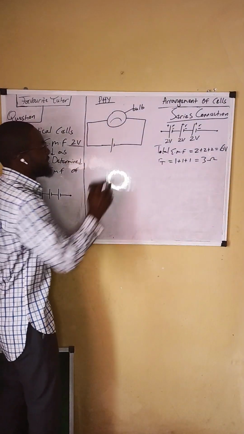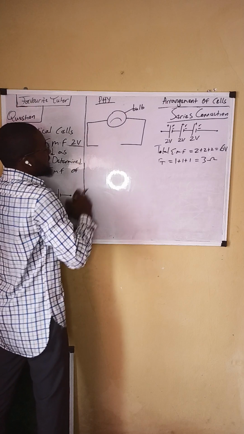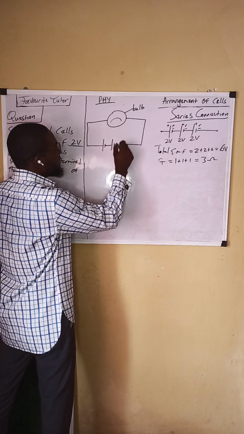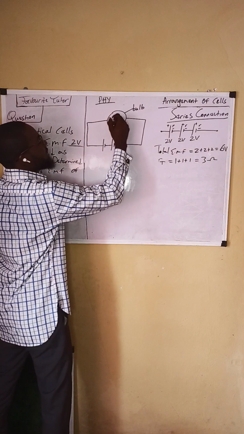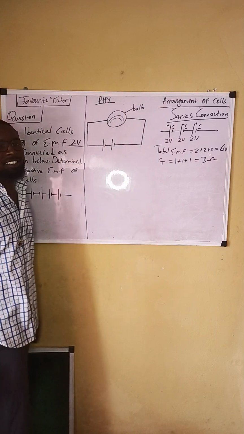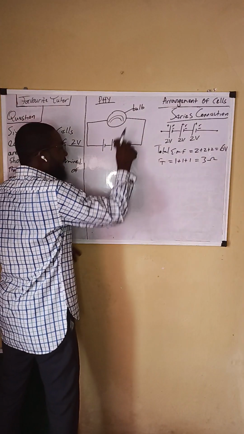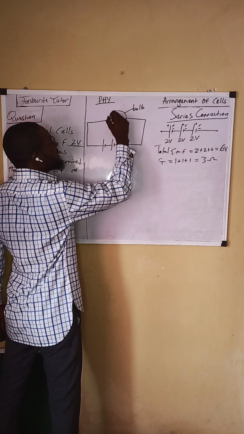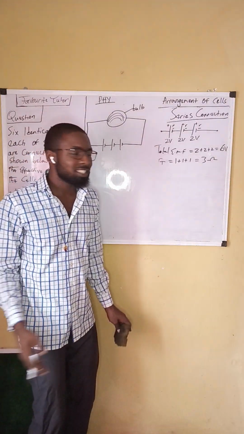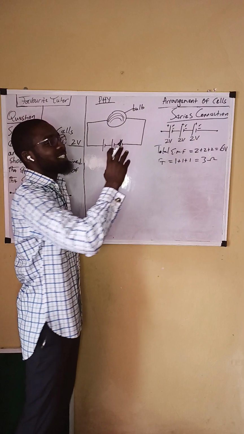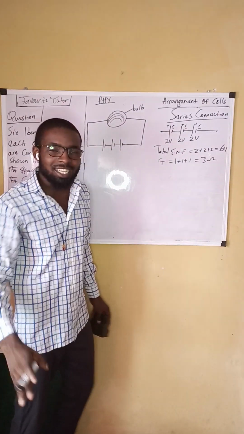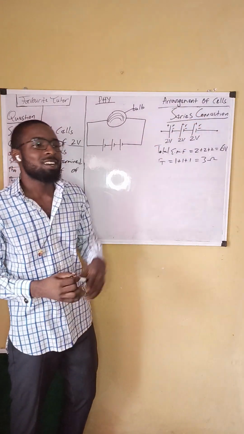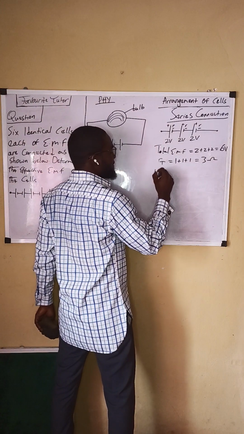But if we add another battery, let's make it battery 2, positive, negative, positive, negative, so we have 2 cells, the brightness of the bulb will increase. If we add another one again, positive, negative, the brightness will increase. You can see that voltage increases, current increases, and the brightness of the bulb increases. So that's for series connection. All right, let's talk about the parallel connection.